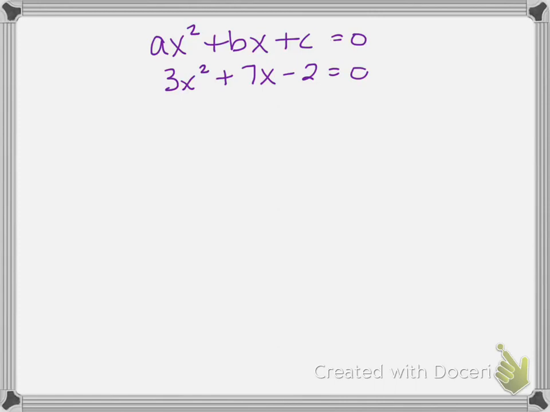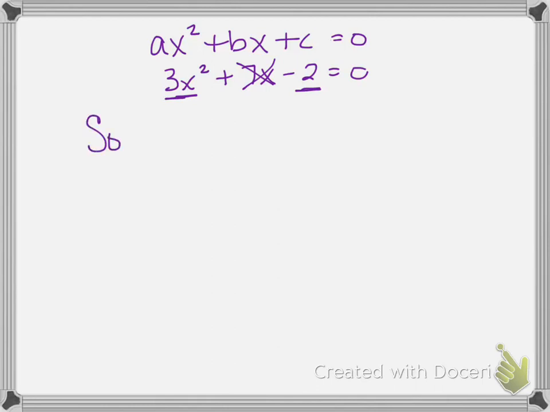Today, though, all of our problems are going to be missing this middle term, okay? There's going to be no x term. So all of our equations today are going to have an x squared and a constant, but no x. And that's how you know if you can solve by square rooting, okay? So I'm going to give you the steps and then we'll do some examples.